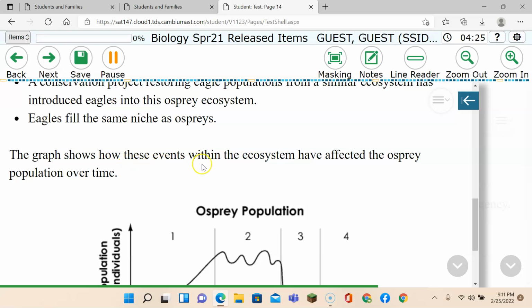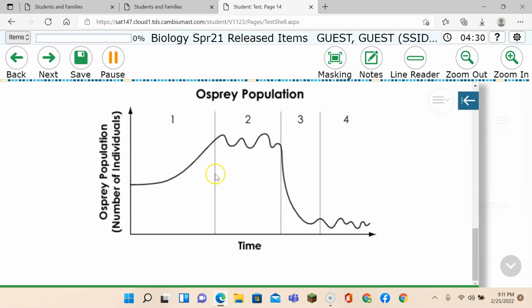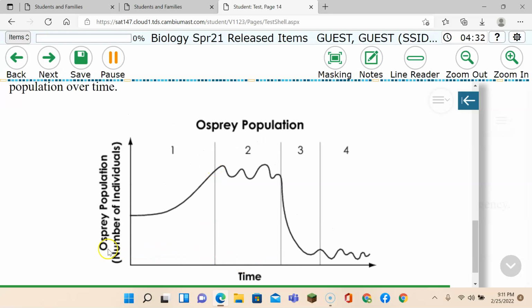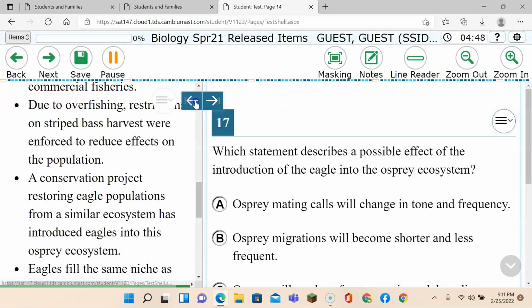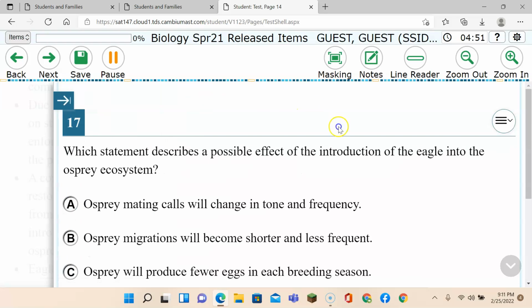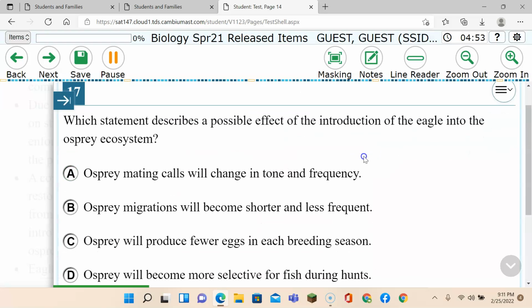The graph shows how these events within the ecosystem have affected the osprey population over time. So we have time going at the bottom, we have the number of ospreys at the top. And as you can see in time, the first segment of time, the osprey populations are growing. The second, it's going up and down. But in the third, when I assume the eagles were introduced, the osprey population started to go down. So let's look at our question. Which statement describes a possible effect of the introduction of the eagle into the osprey ecosystem?